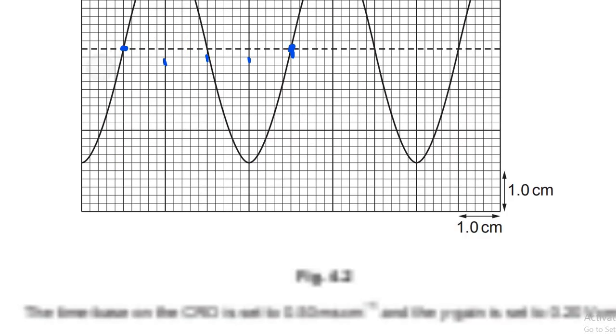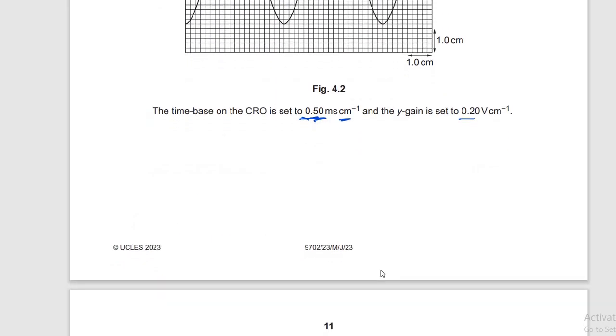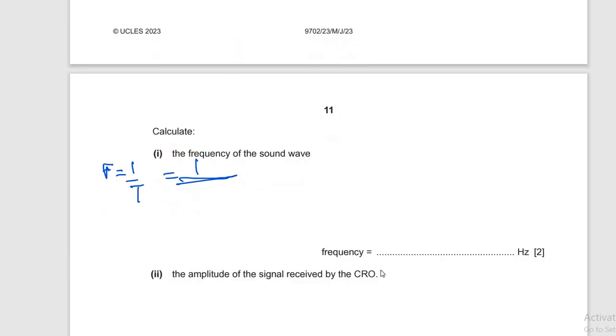And according to the question, we have 5 boxes, and 1 box is 1 centimeter. Per centimeter is 0.5. So period will be 0.5 because it's 1 centimeter multiplied by 4 boxes. So what do we have here? So 1 over 0.5 times 4, that's 2.